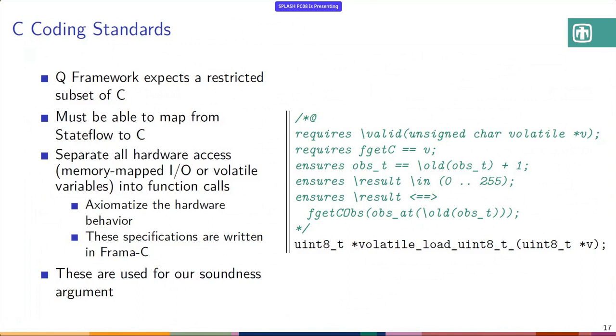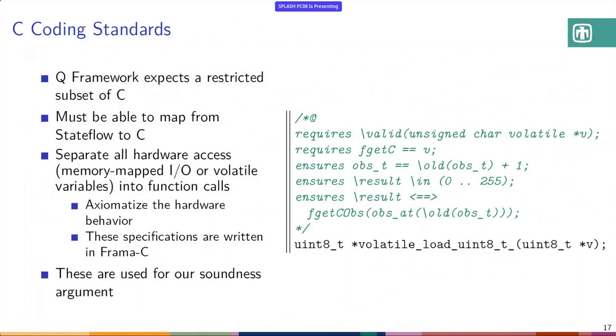The other thing we require, which is a reasonable assumption, is to separate hardware accesses, for example memory mapped I/O or volatile variables, into function calls. Now, there's actually other issues with this. It's generally a good idea to separate volatile variable accesses and function calls anyway because of potential miscompilation. But regardless, we assume that we have some axiomatization of the hardware that we write in Frama-C.